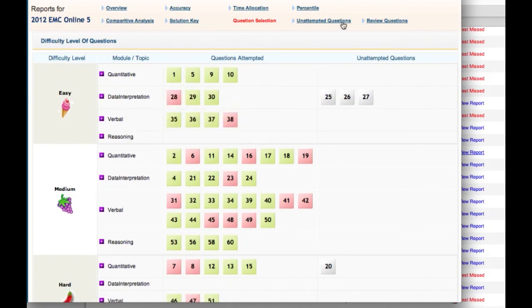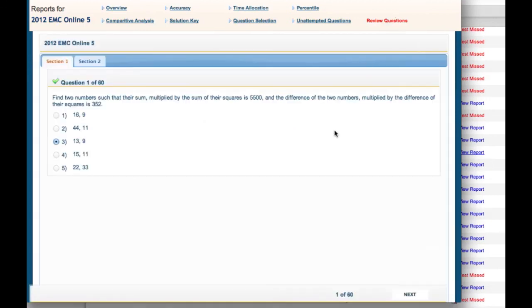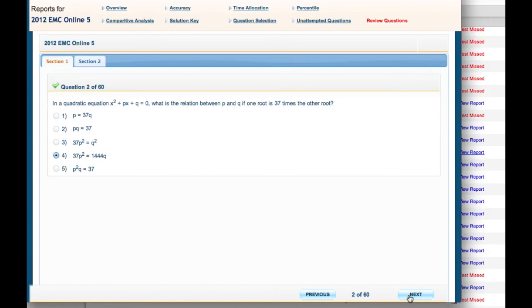Then there are unattempted questions, you can have a look at those questions, and if you want to re-look at the paper without looking at the solution, you can look at review questions. This will help you look at all the questions in the same manner as you were in the test. So this is how the analysis helps you, first of all, in identifying your weak areas, and then focusing your attention. Once you are done with this, you can go back to the quick tests and take those specific quick tests, because there are so many.